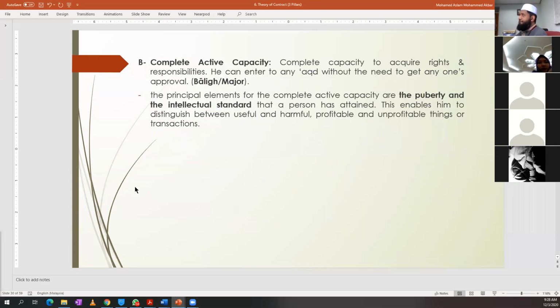Next we have complete active capacity. I think you clearly know who has complete capacity to acquire rights and responsibility. He can enter into any transaction without the need to get anyone's approval. He is a baligh, a major. People like you and me, we can do anything on our own behalf. You can do any transaction. We don't need any approval from anybody.